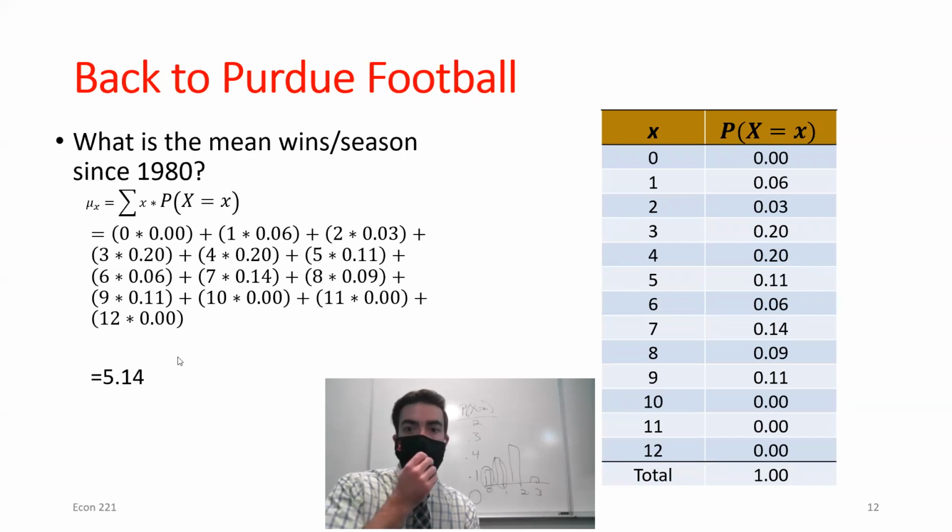So if I do that here, I'll get about 5.14, which kind of makes sense. If I look at these outcomes, which ones are the most likely to occur? 3, 4, 5, 7. So I'm thinking those are going to be the values that influence the mean of the discrete random variable the most. So I know I'm probably going to be somewhere in between 3 and 7. Sure enough, I'm almost smack dab in the middle, a little bit higher than 5. And that's probably because the 8 and 9 have a relatively high probability of occurring as well. So they'll pull up on the mean a little bit more than these outcomes of 1 and 2, which are a little less likely.